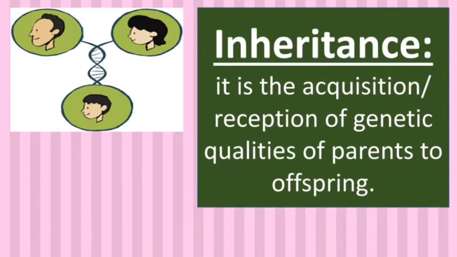Next is inheritance. It is the acquisition or the reception of genetic qualities of a person to offsprings. It is a branch of biology. In this we study the transfer of characteristics from one generation to the next generation, and they are in genes particularly. That is why it is called genetics. Now this inheritance you will get in the reproductive system. Here the offsprings of the father and mother show some of the characteristics of the father and some of the characteristics of the mother.